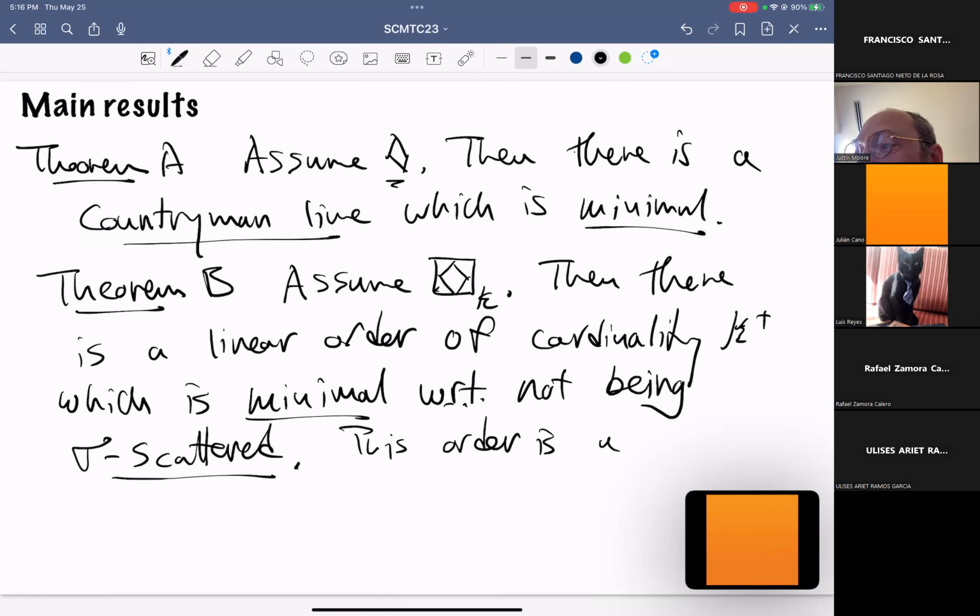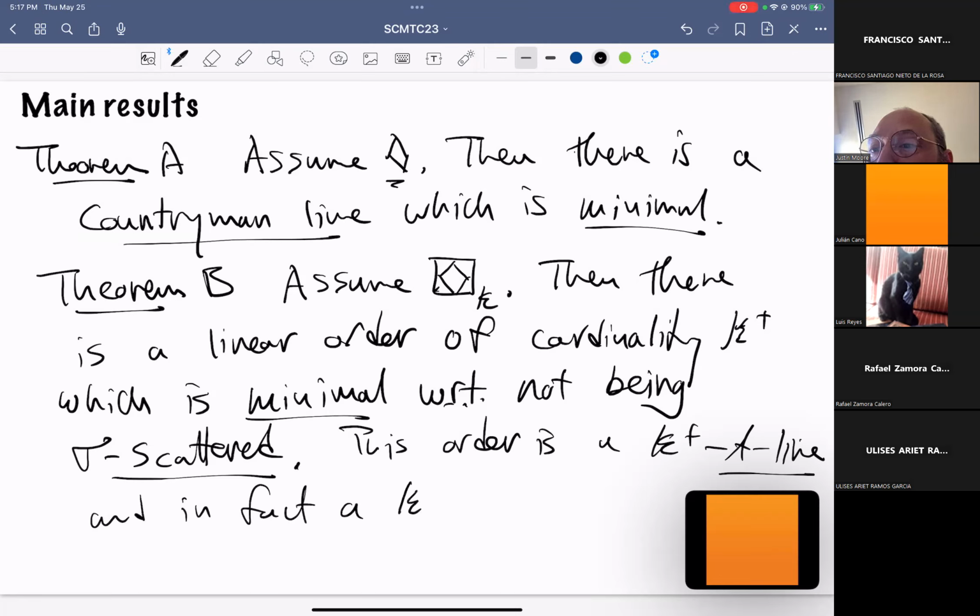And this particular order is a kappa plus Ehrenfeucht line, which I'll get to what that means later. And in fact, a kappa plus Countryman line.